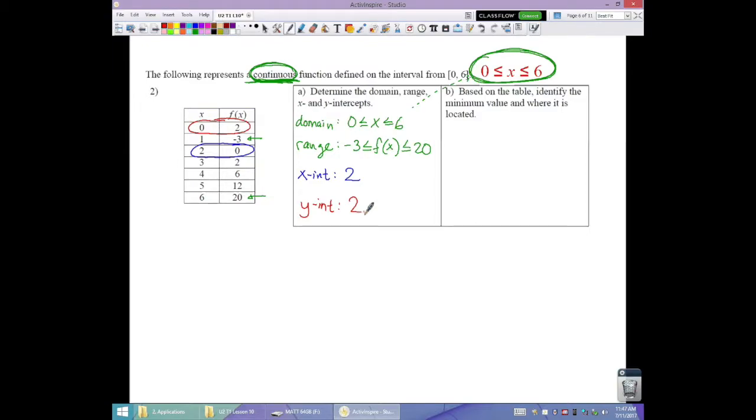Based on that table, identify the minimum value and where it is located. Well, we kind of already said that when we did range, but our minimum is -3, and that occurs at, or it's located at, x value of 1. Okay, so that's the point 1, -3. The minimum is -3. It happens at 1.